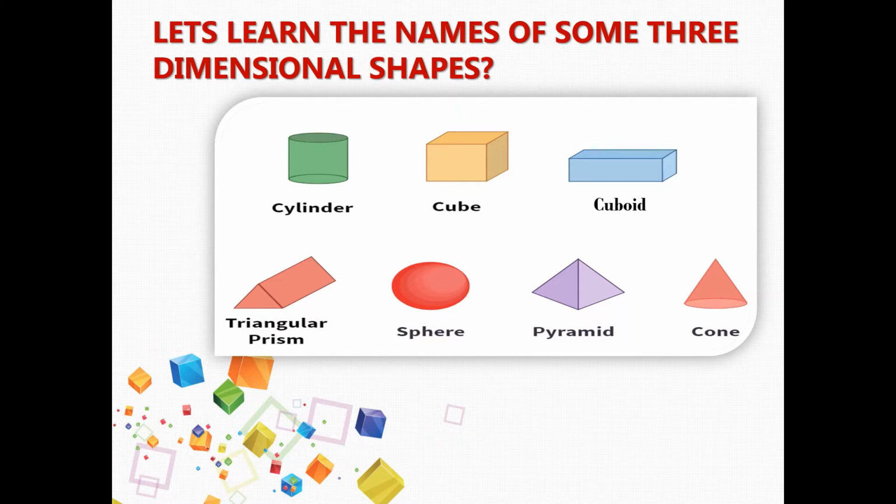So here you can see the first shape, this is a cylinder. The second one is a cube. Third one, cuboid. The fourth shape here is a triangular prism. Fifth is a sphere. Sixth is a pyramid, and we will be learning more about pyramids, different kinds of pyramids, in this video. And then the seventh is a cone.